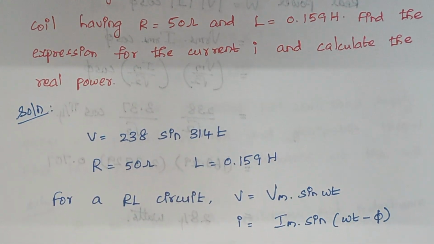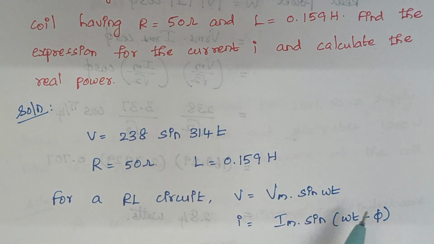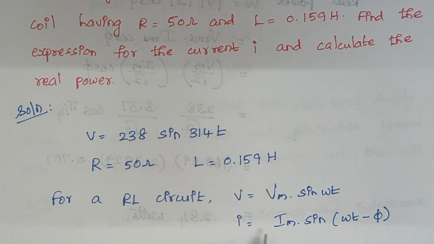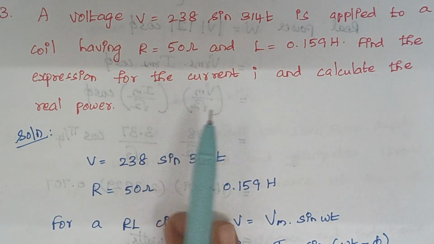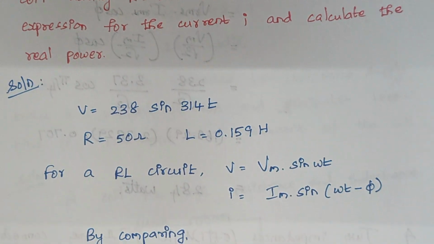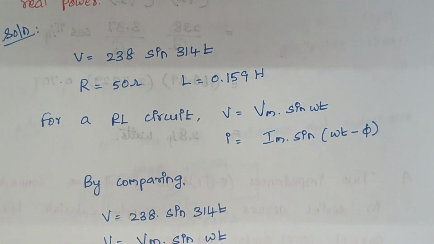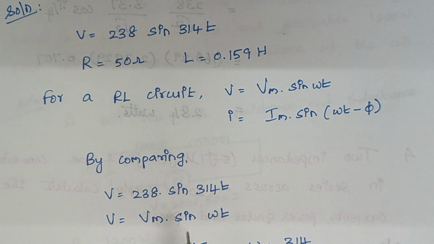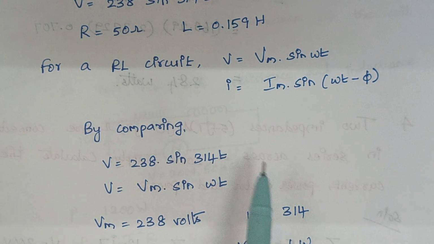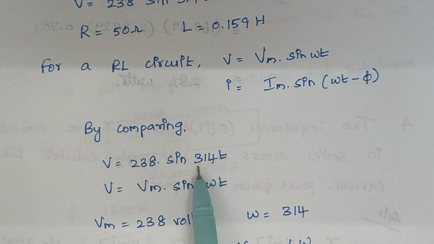Voltage is given by v equal to Vm sin omega t and i is given by Im sin(omega t minus phi). Here we are provided with a general expression for voltage, so you can just compare it with the standard expression. What is the value of Vm? It is 238 volts. And in the place of omega, we have 314.